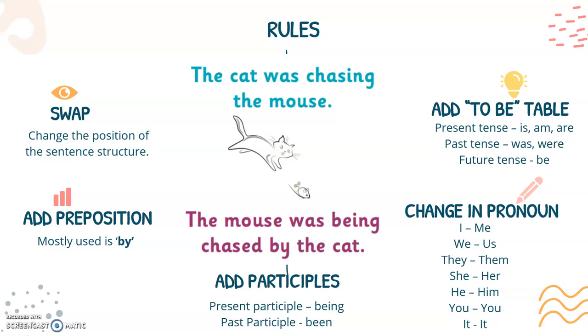Okay, now "was chasing." Was is in which tense? It is in the past tense. And chasing is what? It is a participle, but it is a present participle. So we have to write here the present participle in the passive voice, that is "been." And chasing, we have to change that into a past participle, so it will be "chased by." You have to add a preposition, so we added a preposition here, "by the cat."